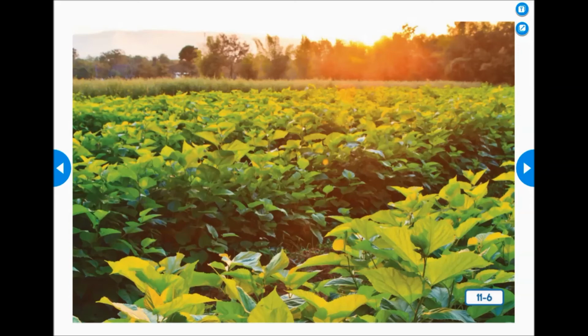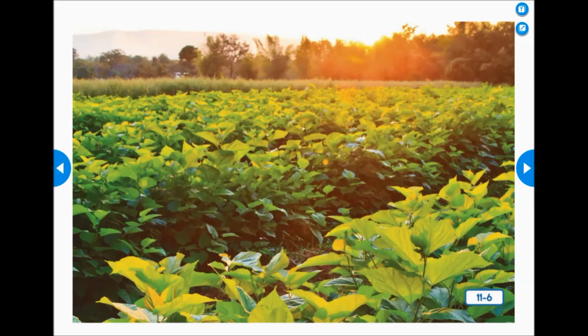So, my friends, you're going to try to do an experiment. Can you say experiment? We're going to see what happens if plants do not get some of the things that they need to grow.